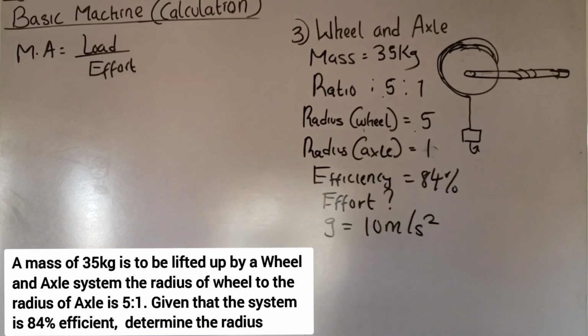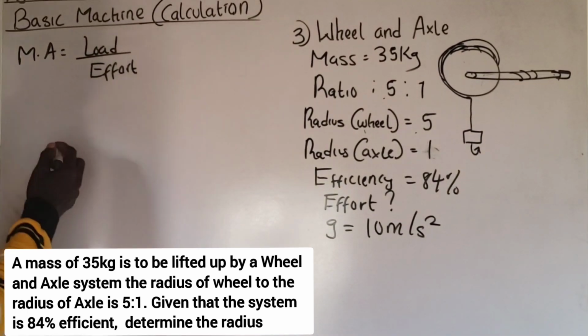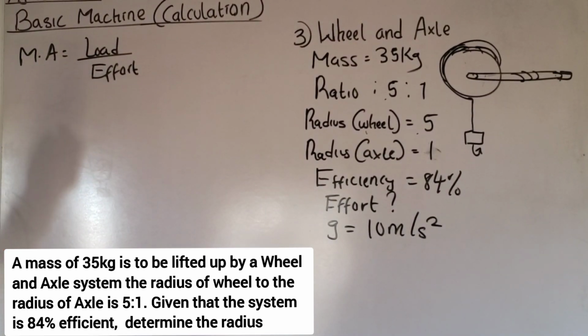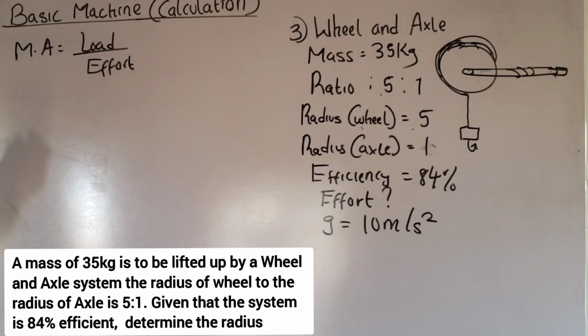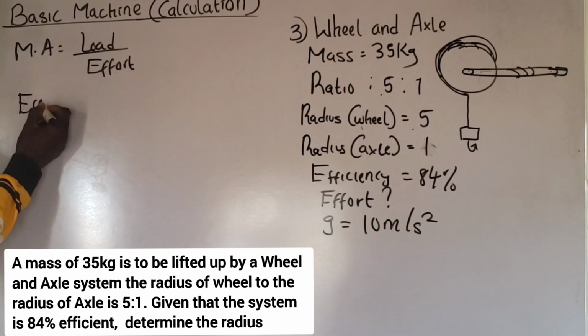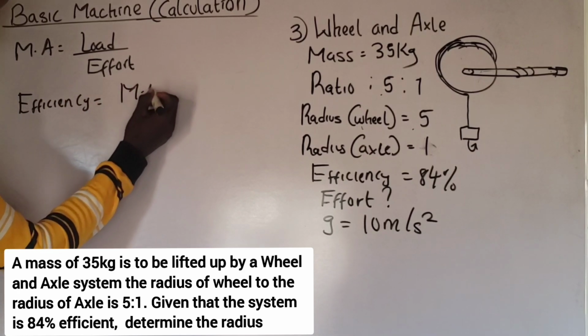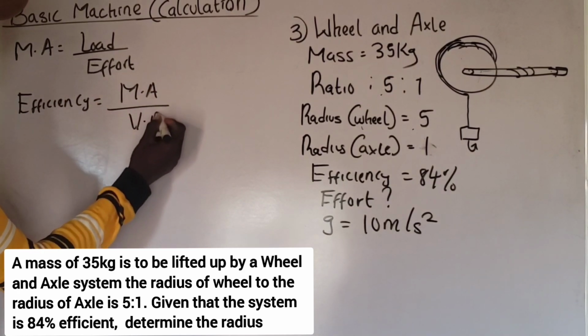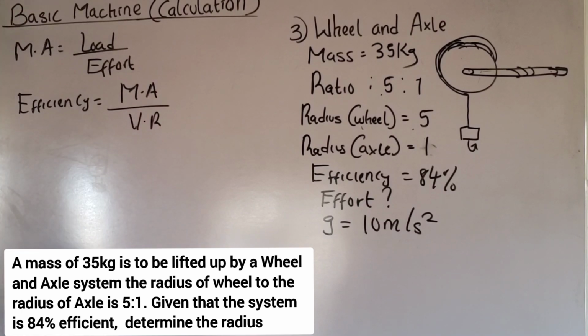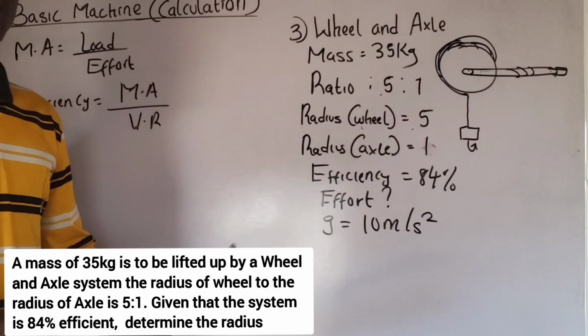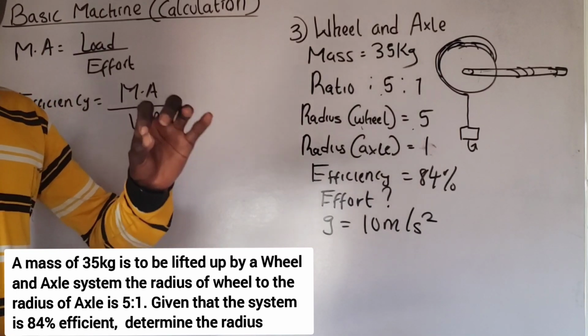Just pay attention, okay? Now, I'm going to give you a formula. The formula is for efficiency. Efficiency equals mechanical advantage all over velocity ratio. You understand? Do you know that the parameter that I'm given in the question is what I'm using?